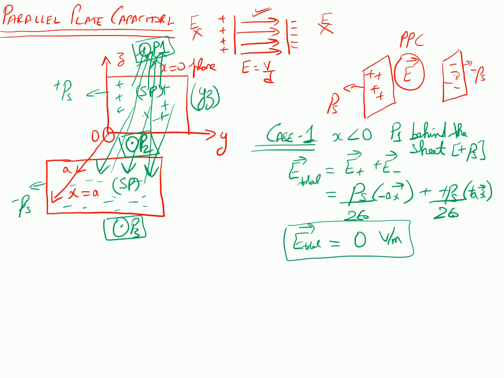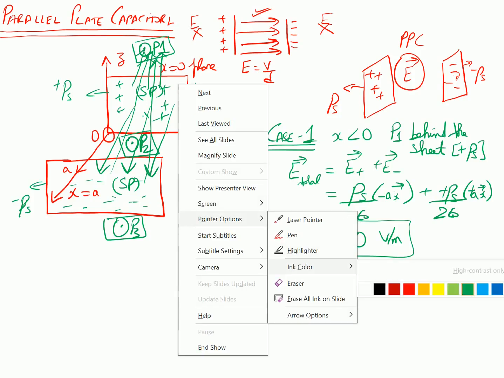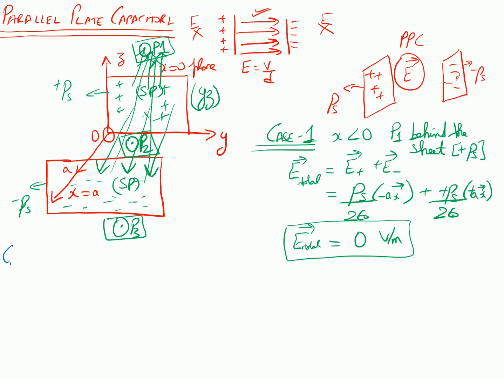So we can verify mathematically as well that no electric field is going to exist behind the first sheet. Now let us take the second case. So I'll try to keep everything on this page. So case number 2. Now the location is x greater than 0, which means now we are talking about the third point, which is x is equal to a radius sheet. So this is the case now.